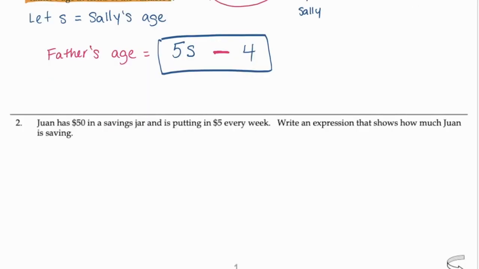Let's look at number 2. For number 2, Juan has $50 in a savings jar and is putting in $5 every week. Write an expression that shows how much Juan is saving. So first thing I'm going to do is do my let statement. Let, this time they didn't tell me a variable, so I'm just going to stick with our x. But what does x represent? I underlined it. Every single time you see the word every, you see the word each, you see the word per, those words are telling you that that is your unknown.